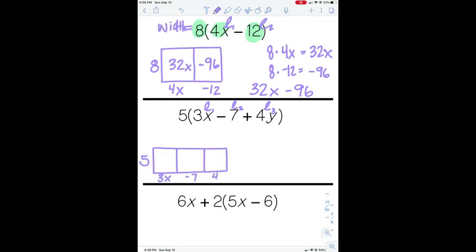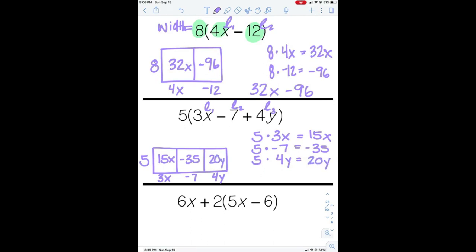Okay, so you can see I just label my boxes in the order they go, write my math out over here, and we're going to work through it just like we've been doing. It's nothing new. Even though there's a 3, it's nothing new. So we're going to start with 5 times 3x. It's going to give us 15x. And then we've got 5 times negative 7, which is going to give us negative 35. And we've got 5 times 4y, which is going to give us 20y.